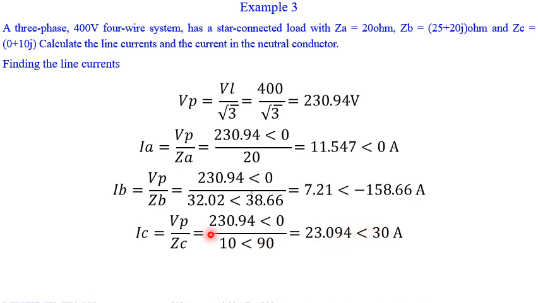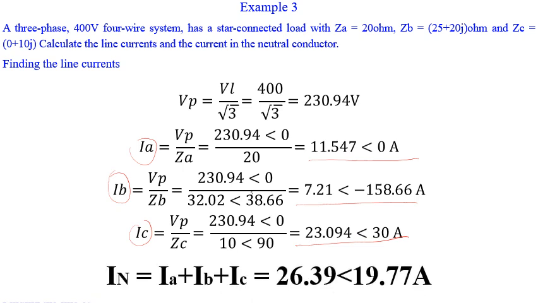After doing all these calculations, we can now add IA, IB, and IC, because we now know the values. We add this and this. So IN here is now equal to IA plus IB plus IC. That's the current in the neutral branch. Then we get our answer as 26.39.